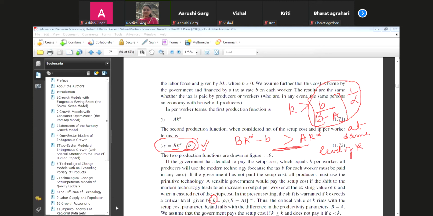This is what we are calling k bar or k tilde. In the notes it's k bar, here it's k tilde, but whatever it is, we call this term k tilde. So if the capital labor ratio in the economy is greater than k tilde, then the government will decide to buy the new technology. When it's equal, the government will be indifferent between the new and the old technology. But if k is less than k tilde, then the government will surely not buy this technology.